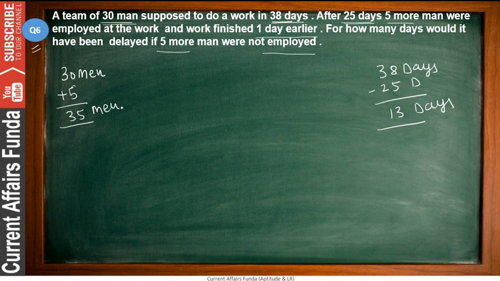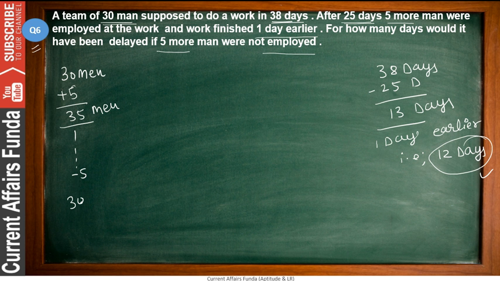35 men. Okay, and next the question is saying employed and work finished 1 day earlier. That means if our work would complete in 13 days, then 1 day earlier it will be 12 days, in 12 days. Okay, so I will circle this one. For how many days would it have been delayed if 5 more men were not employed? That means you should reduce the 5 men, so in the last only 30 men will be available.